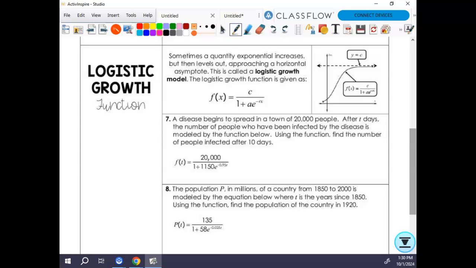You're not going to have to memorize it. But notice how it is increasing exponentially, but then there is a limit to it. It's going to slow down and taper off, and that's what's happening here. It says sometimes a quantity exponentially increases, but then levels out, approaching a horizontal asymptote.